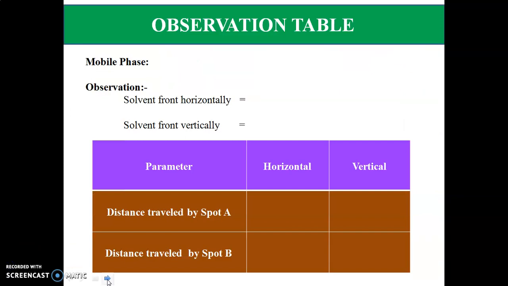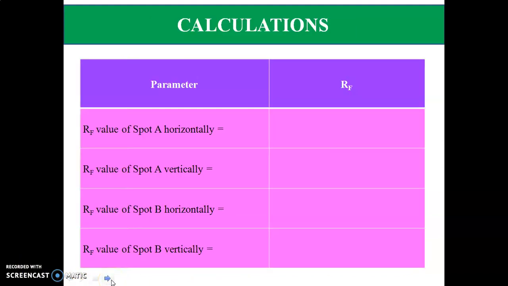So this is the observation table. You have to write down here the mobile phase and determine or measure the parameters, that is, the distance traveled by spot A and the distance traveled by spot B, horizontally and vertically. And then calculate the RF value of spot A horizontally and vertically, similarly for spot B horizontally and vertically. There is a formula for the determination of the RF value, that is, the distance traveled by the solute from the origin line divided by the distance traveled by the solvent from the origin line.